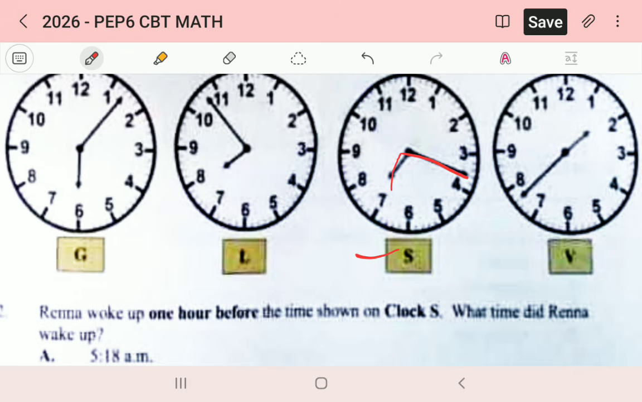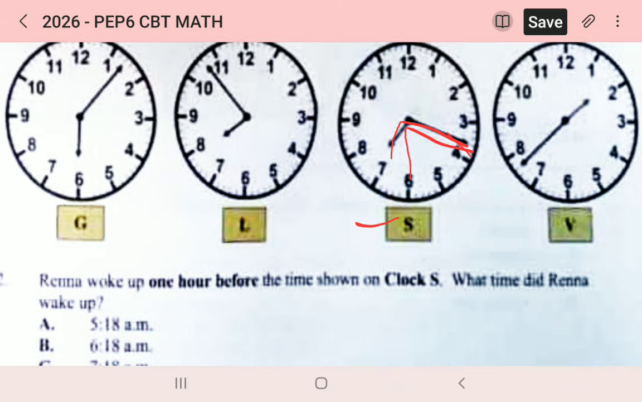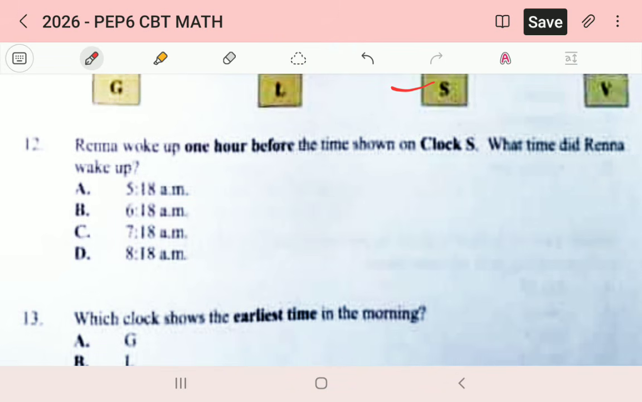So an hour before 7 would be 6. So it means that it would be this time still at 6. So it's going to be 6:18 thereabout. Let's see if they have any 6:18 down there. Yes. So 6:18 is at B. Number 12 is B. Number 13.